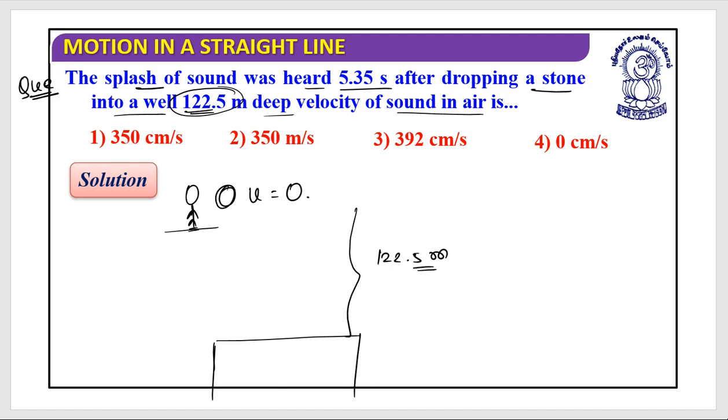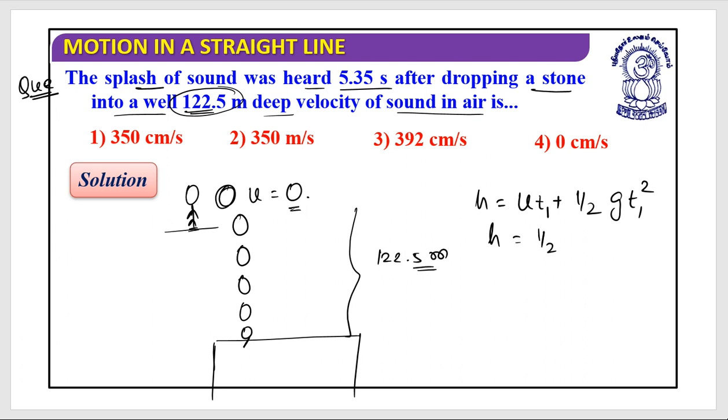So what happens first? When you drop this, the stone will travel like this, and it will touch here. So what you can have is that h is equal to ut plus half gt square. I should write this as t1. Here u is equal to 0, so h equals half into g into t1 square, and this t1 should be equal to root of 2h by g.